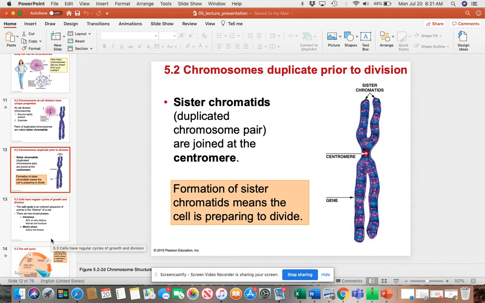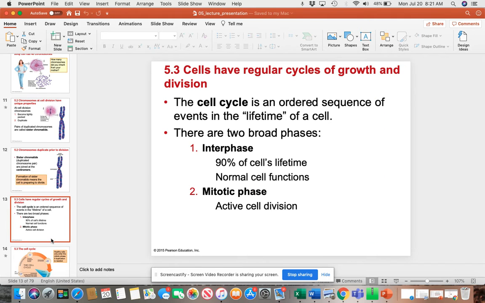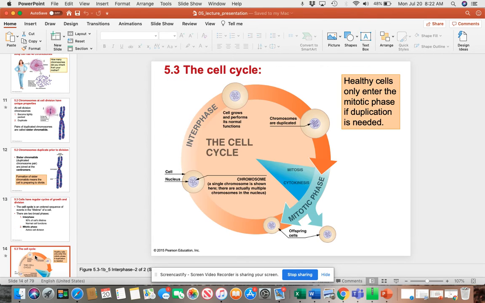Well, we first have to discuss the cell cycle. The cell cycle has interphase. Interphase has the G1 phase, the S phase, and the G2 phase. The cell spends most of its time during interphase. The mitotic phase is where the cell actually divides. And so the G1 phase, cell is growing. The S phase, DNA replication occurs. And then you eventually have your G2 phase where the cell is getting ready for mitosis.